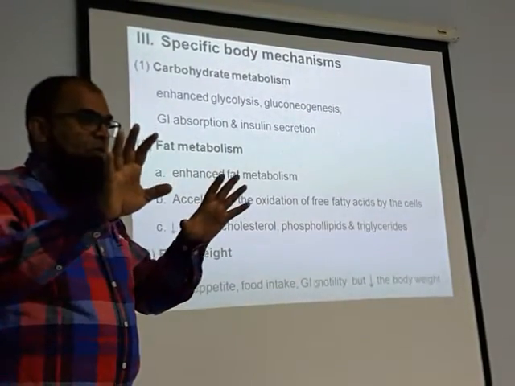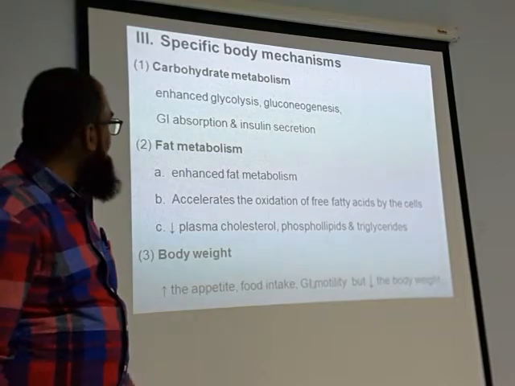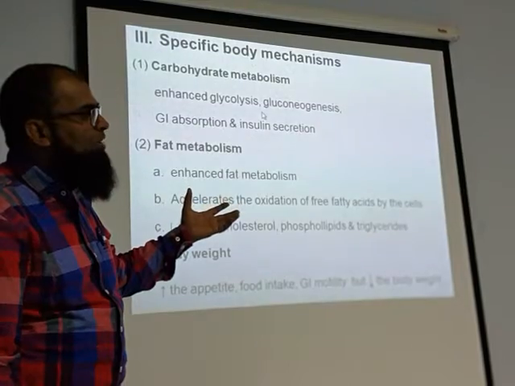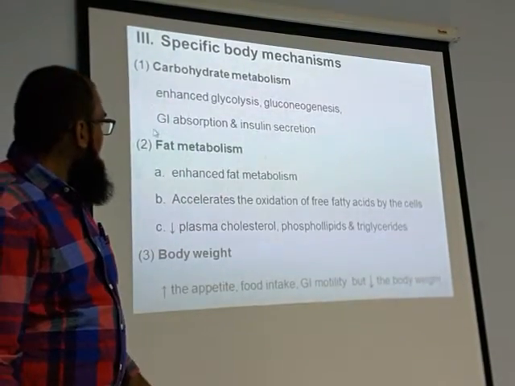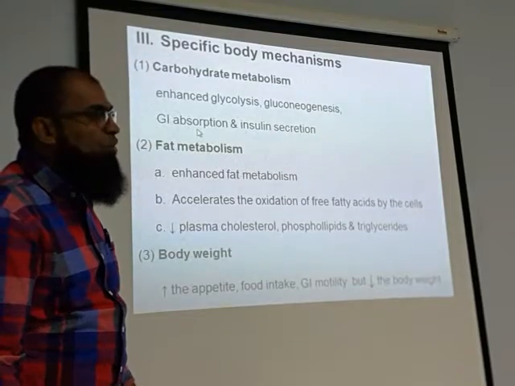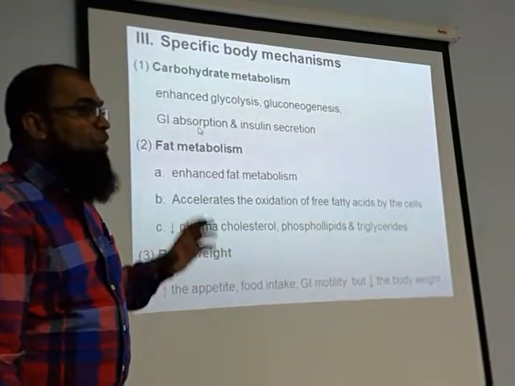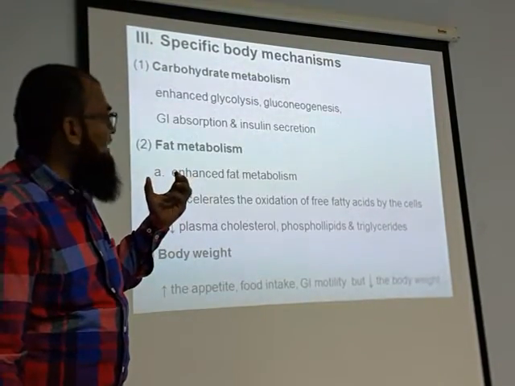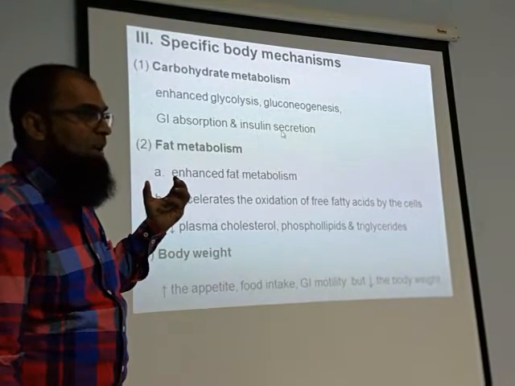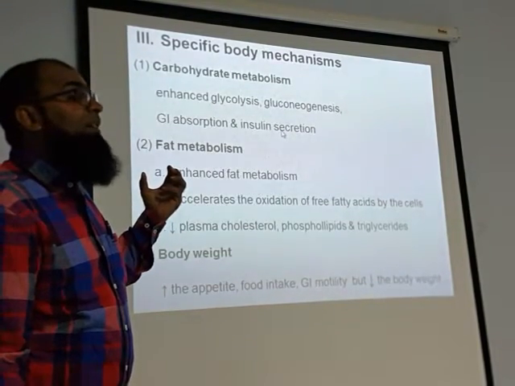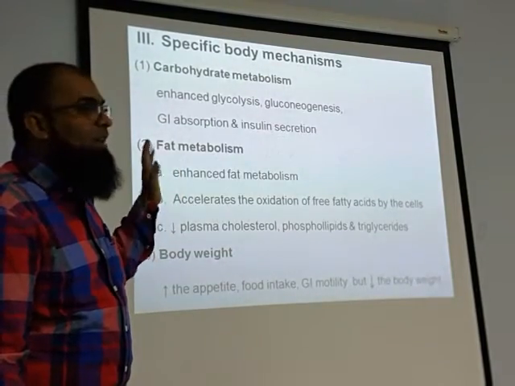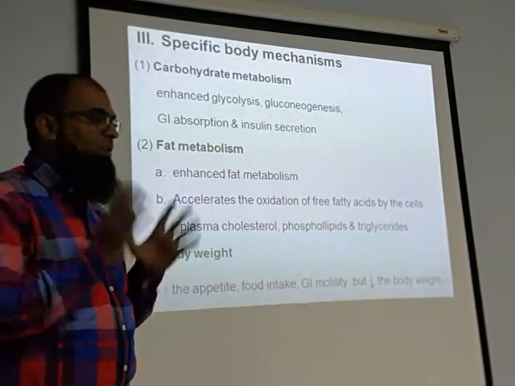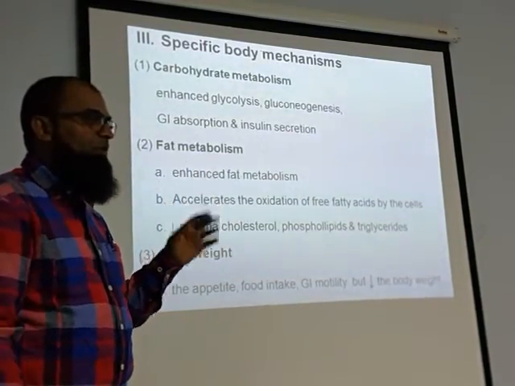Now, don't confuse. It enhances glycolysis, meaning increased metabolism of carbohydrate, so more energy is produced. It increases the GI absorption of glucose, and the blood glucose level increases. That's why insulin secretion is there. Don't confuse. But the net effect is, remember, increased blood glucose level. Hyperglycemia. Net effect is hyperglycemia. Don't confuse.